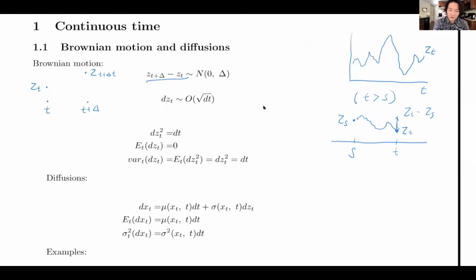Another way to understand this is, so this is a shock. This is a shock, so you can call it epsilon, and this epsilon t is a normal random variable with mean 0 and variance of delta. So the time difference between the two Brownian motion is going to be the variance of the difference. So that is the first property that you should know.